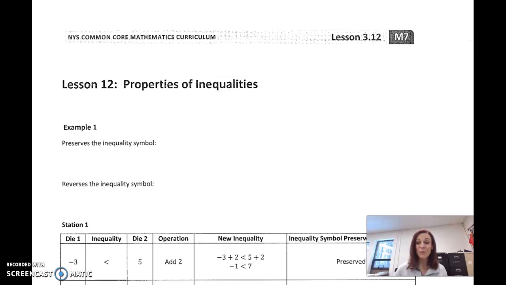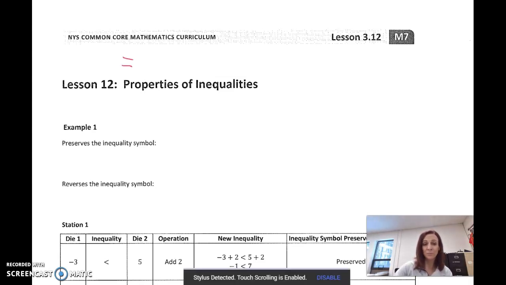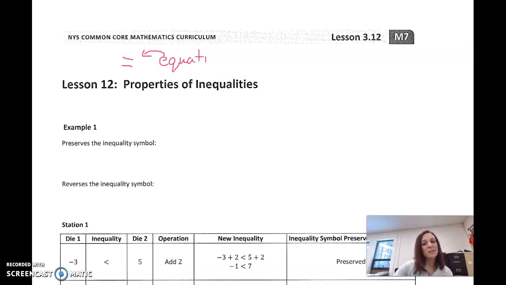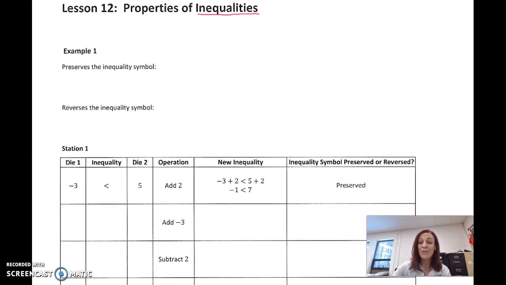The last few lessons we've been working on equations, and what we know is an equation has an equal sign. So you'll notice this lesson, lesson 12 in module 3, is on properties of inequalities. So we're going to talk now not about equals, but about these symbols.